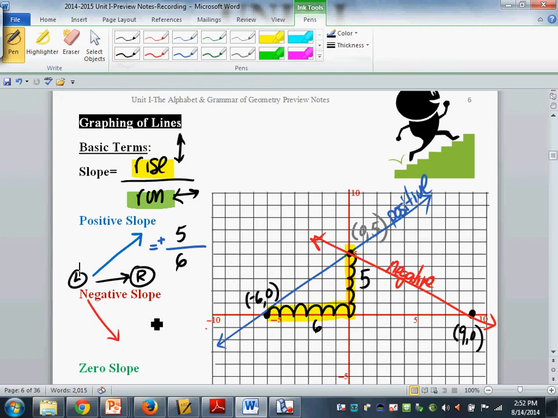Now that's a negative slope because it's going down, so immediately I know whatever my rise and my run is, it's going to be negative. So just stick a negative sign there. Let's count our rise over our run. Our rise we already know is 5, and our run is 9. So it's going to be negative 5 over 9.